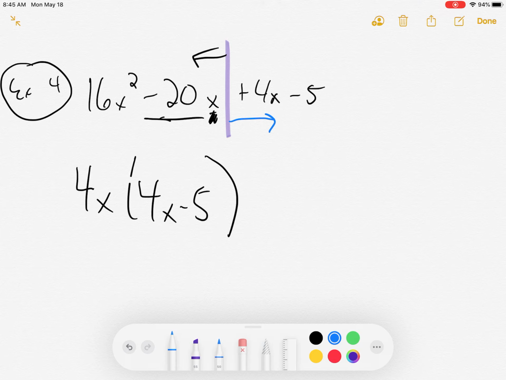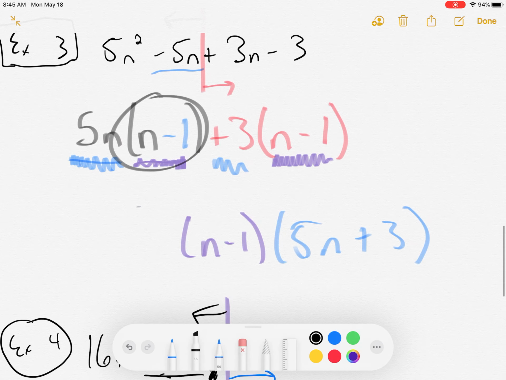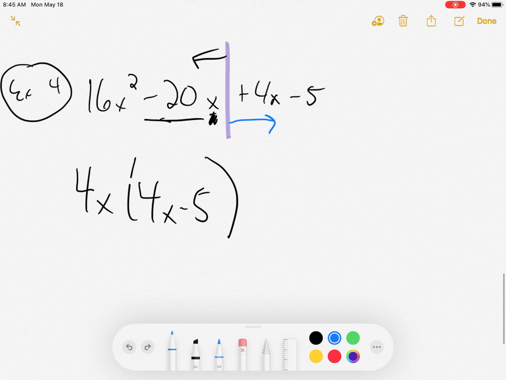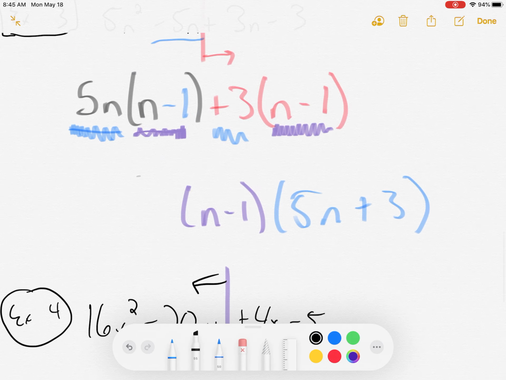Okay, on the right side, I have a 4x minus 5. And now that should kind of ring a bell because, well, hey, Mr. Adler, this already looks the exact same as this. Yeah, it does. So what we're going to do is, like before, this was in parentheses and this was in parentheses, right? So now, along the same lines, we're just going to write that in a parenthesis. We're going to say there's no GCF there, so it's just going to be 4x minus 5.